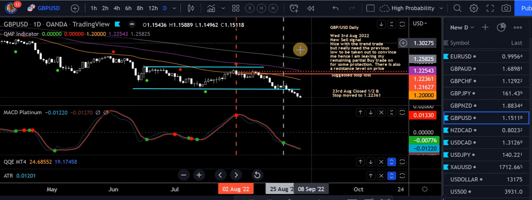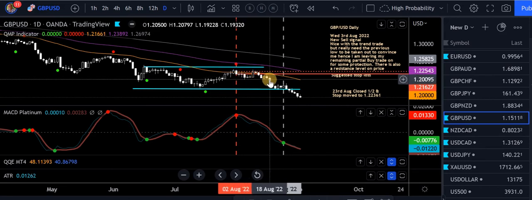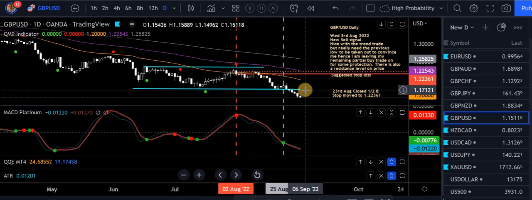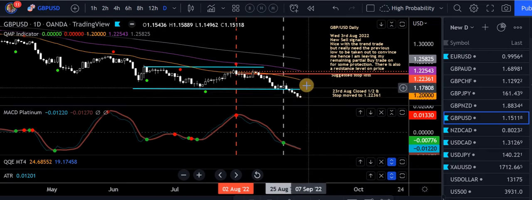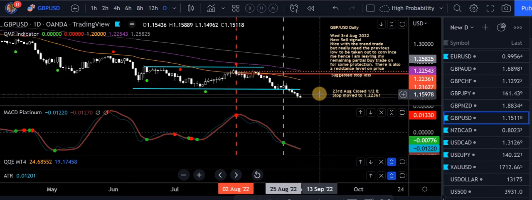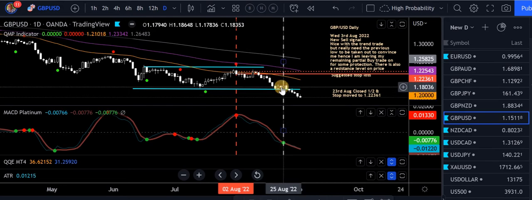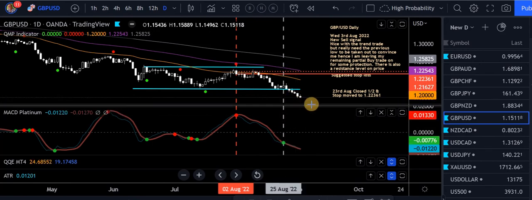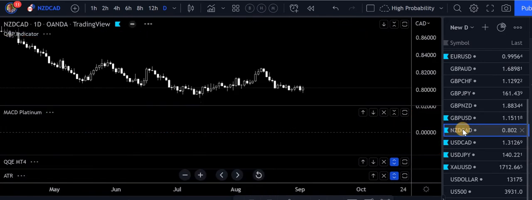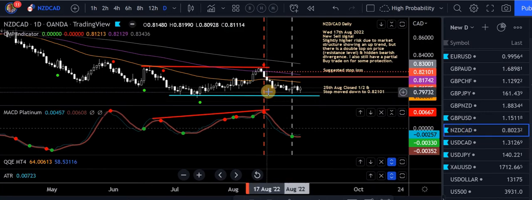So this is the pound USD. Went sideways for a while and eventually dropped down nicely. Broke this previous low here and it's still heading down. I've already closed half and stop move down. So you can see my notes there. That was on the 23rd of August. We went around this low here. I got stuck here. And the MACD is already through the zero level. So it's going in the right direction. It's good. New Zealand CAD. Another sell trade here.